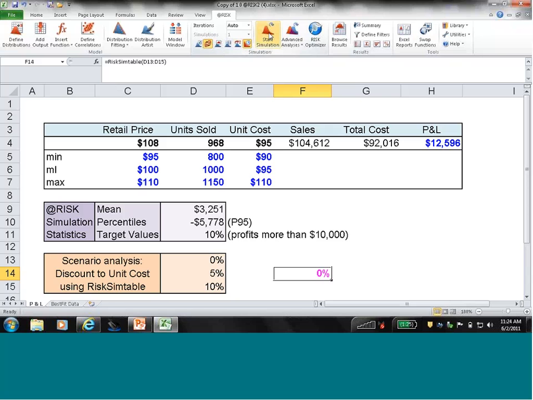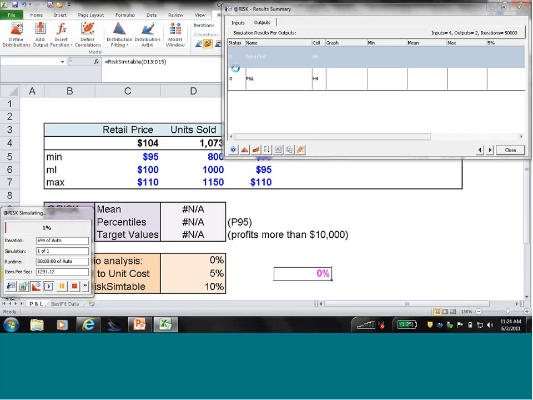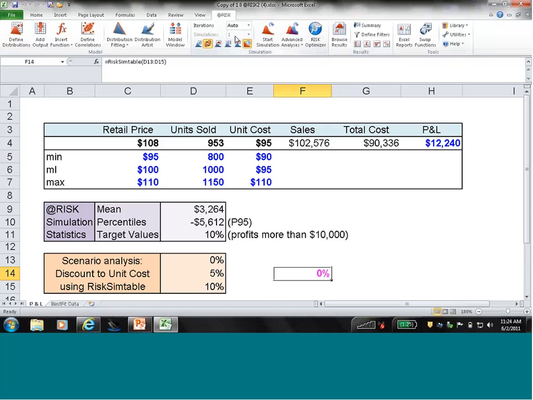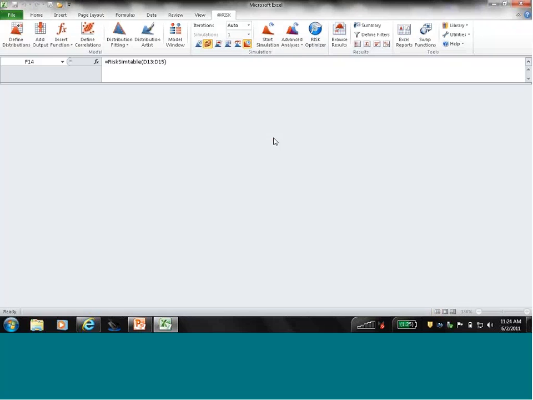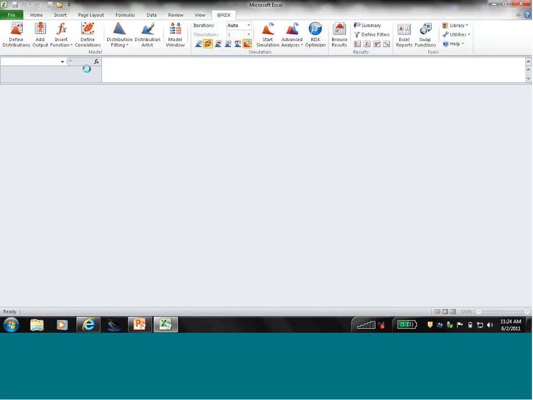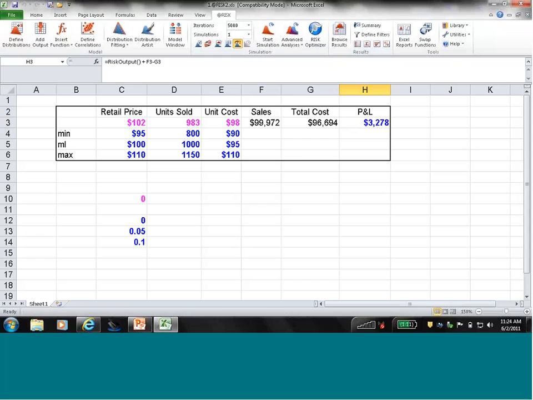I'm not sure why. Let me just see here why it's not allowing me to edit that. I apologize. Let's quickly close and open that again. We'll open it this way. I apologize. I just started using that model.